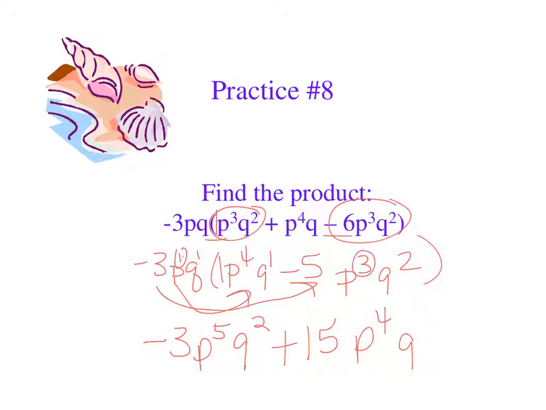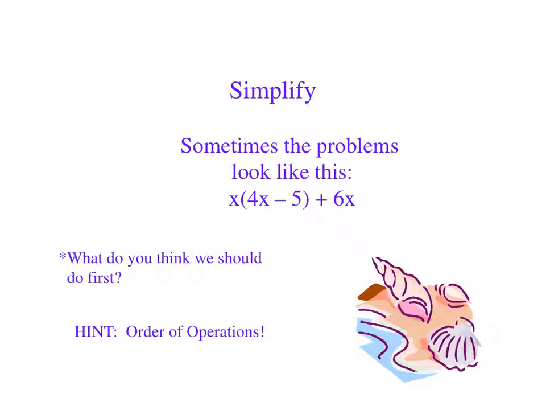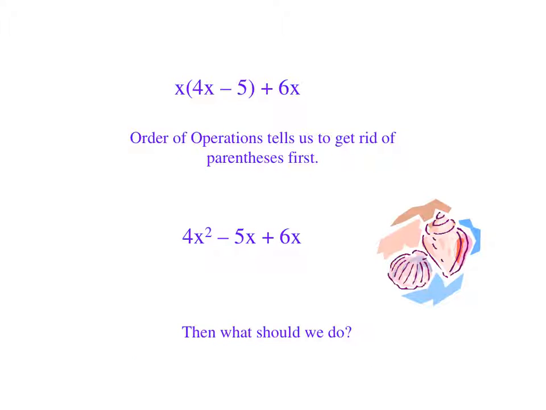Rewrite my base Q, add my exponents. Alright, so suppose our problem looks like this. We have x times the quantity x minus 5 plus 6x. So what do you think we should do first? As always, you're going to use your order of operations to get rid of the parentheses.